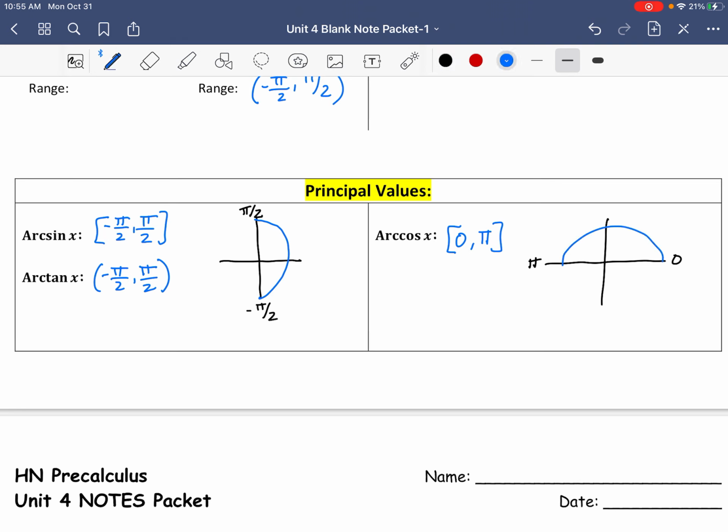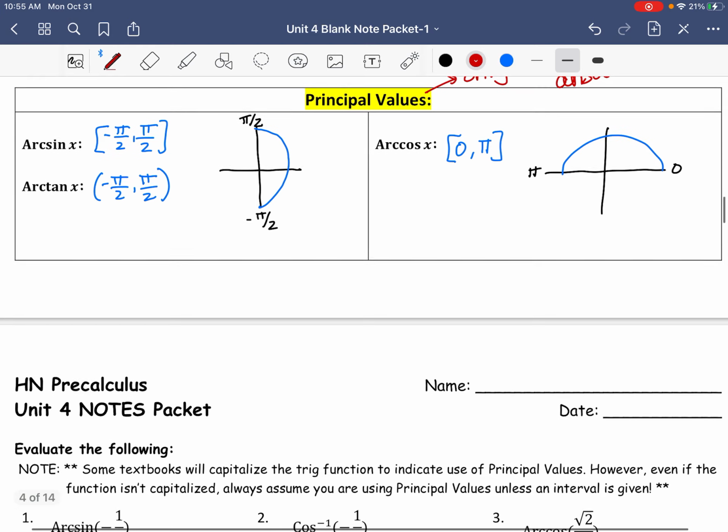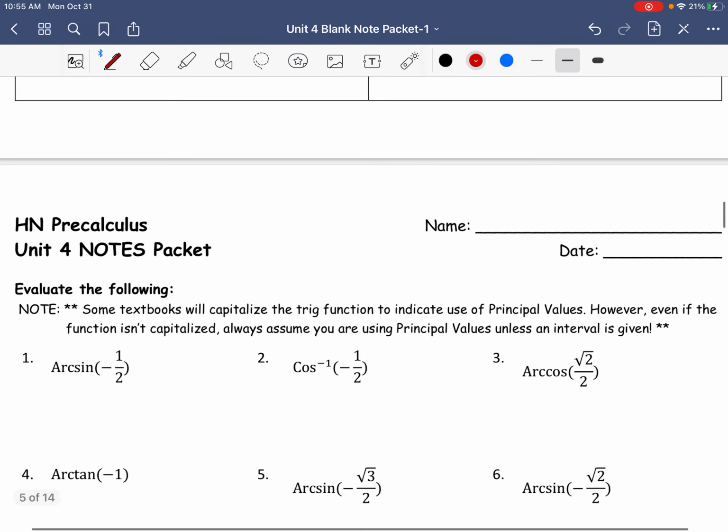Our answer is going to be in one of those two quadrants. And with principal values, you can only have one answer. Your answer is going to be an angle, but you can only have one answer. Okay. So here's what the problems are going to look like.